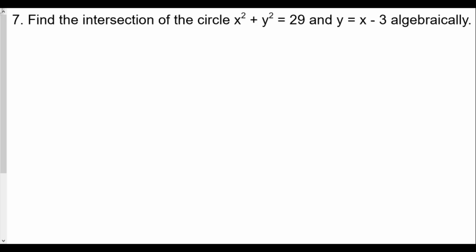Welcome back, everybody. This is our Algebra 2 Quadratic Functions lesson number 10, Equation of Circles, Homework Review, Part 5. In this one, we're going to be solving a system of equations algebraically, finding the intersection points between the circle x squared plus y squared equals 29 and y equals x minus 3.